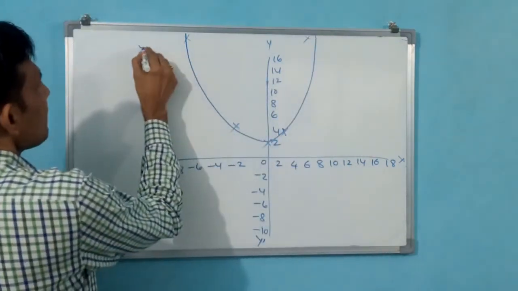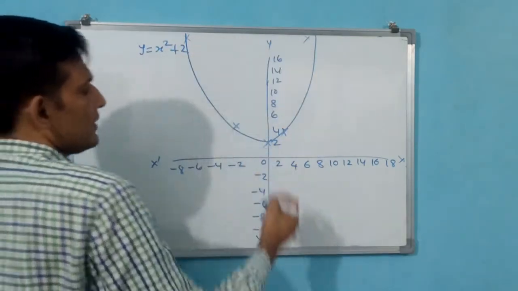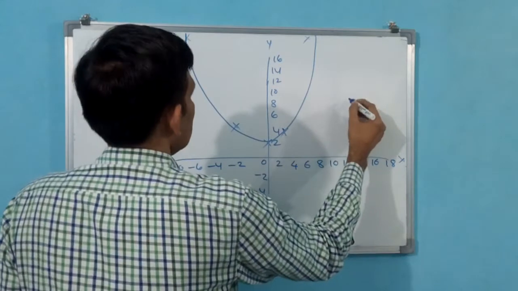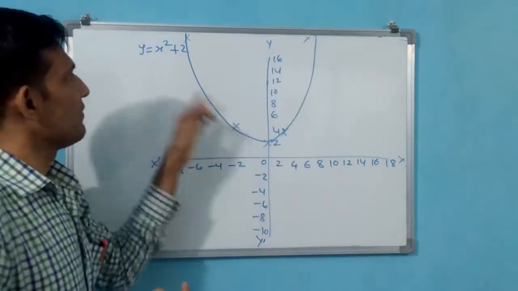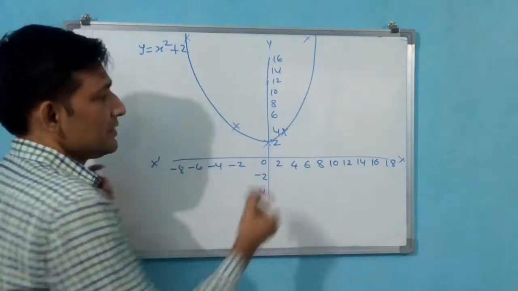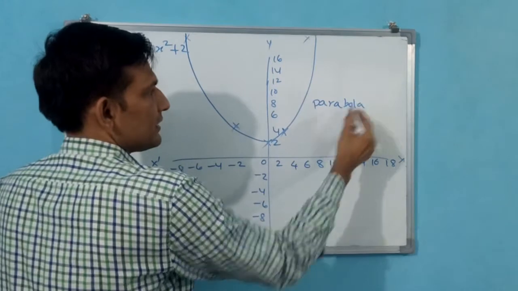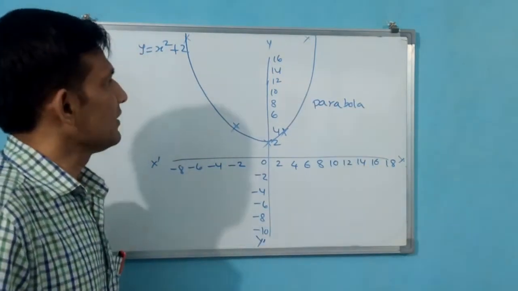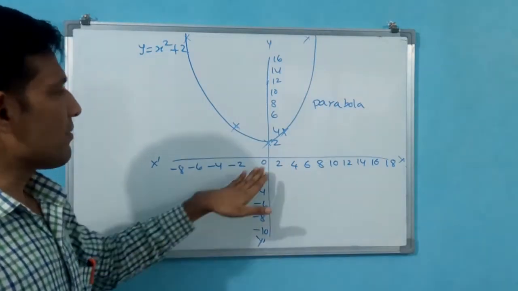In one corner you write y is equal to x square plus 2. In one corner of the graph, any graph. And this is the graph for the equation x square plus 2. This is a parabola, but you need not write parabola. For your understanding sake, I am talking. Okay, parabola, but not passing through the origin.